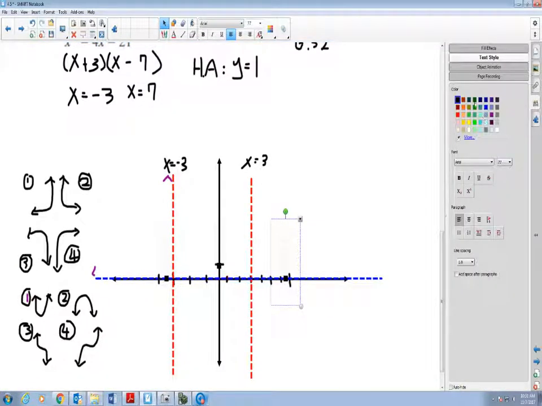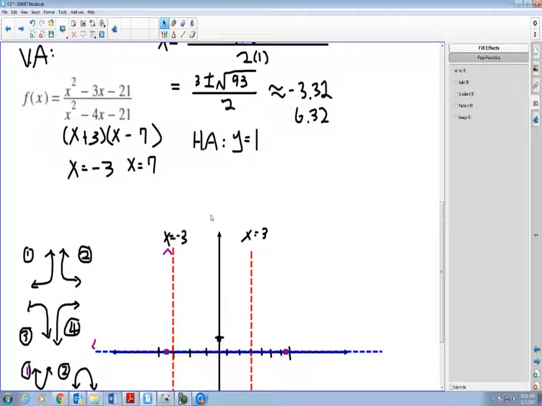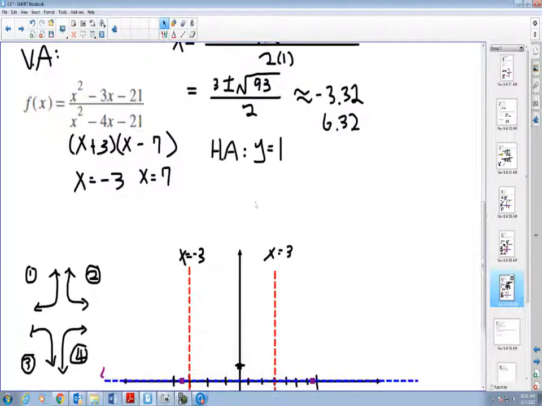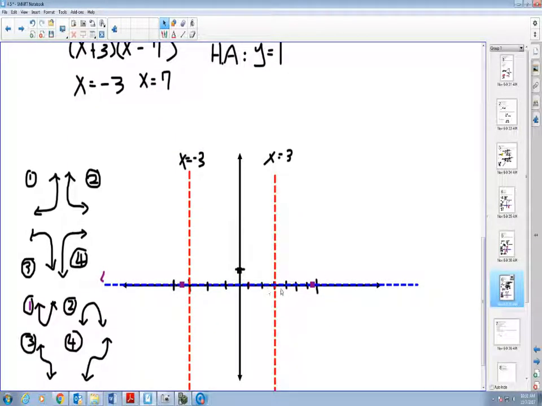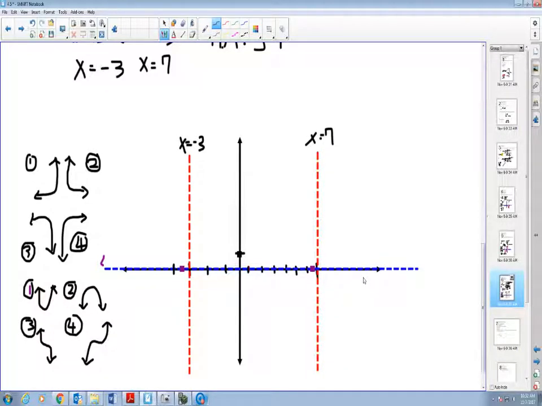I'll use dark green. Purple. Yeah, let's do purple. How about that? Okay. Alright. Vertical asymptote at negative 3. The other vertical asymptote at x equal to 7. 1, 2, 3, 4, 5, 6, 7. So this is right there. Ooh, this is a weird one.